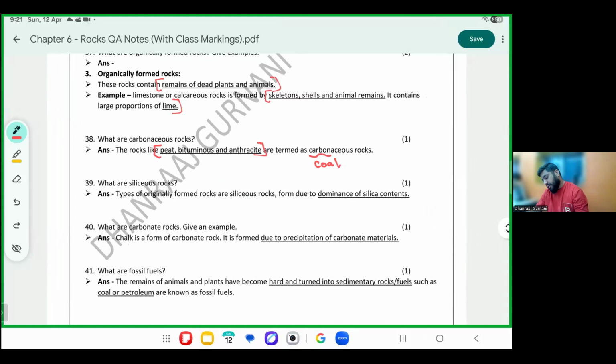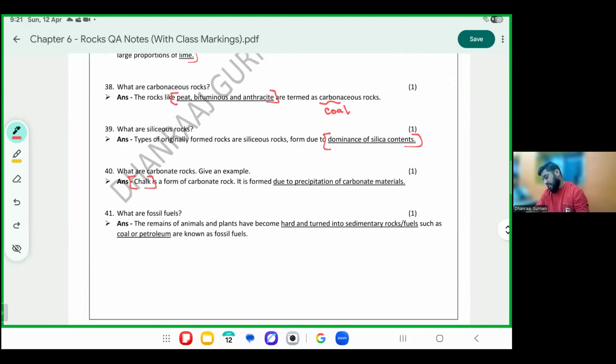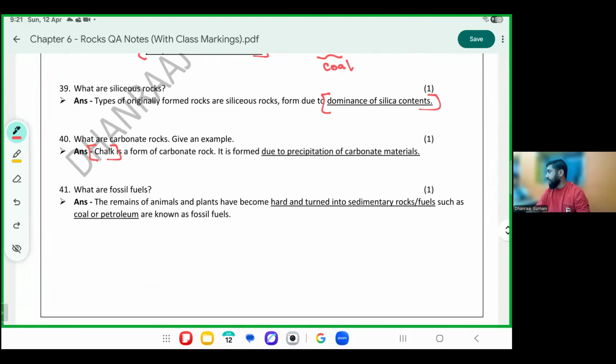Two types: siliceous rocks are formed due to the dominance of silica content. Siliceous rocks have more silica content. Carbonate rocks have carbonate in them. Example is chalk. Peat, lime, anthracite were coal, carbon. Silica has siliceous. Chalk has carbonate in it.